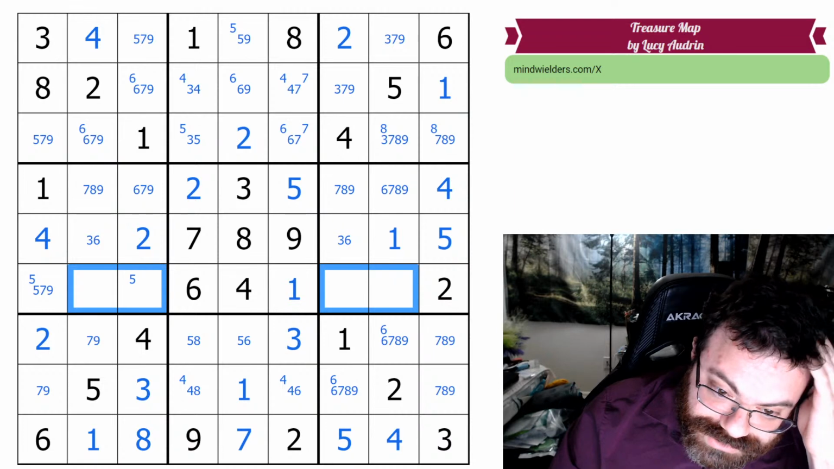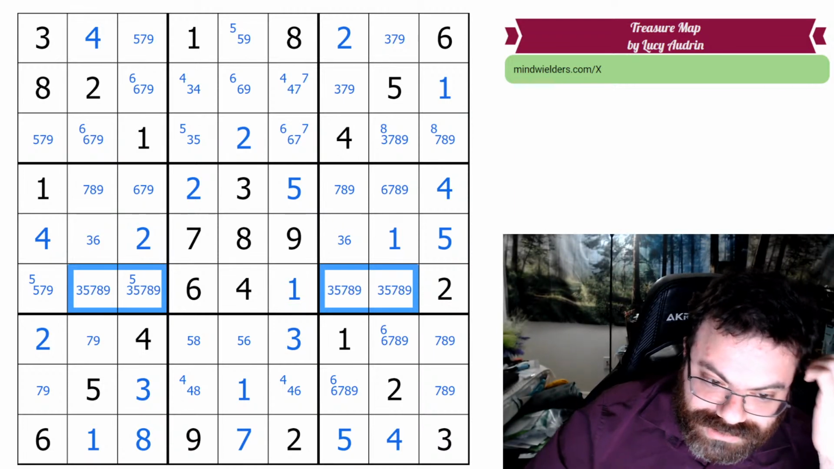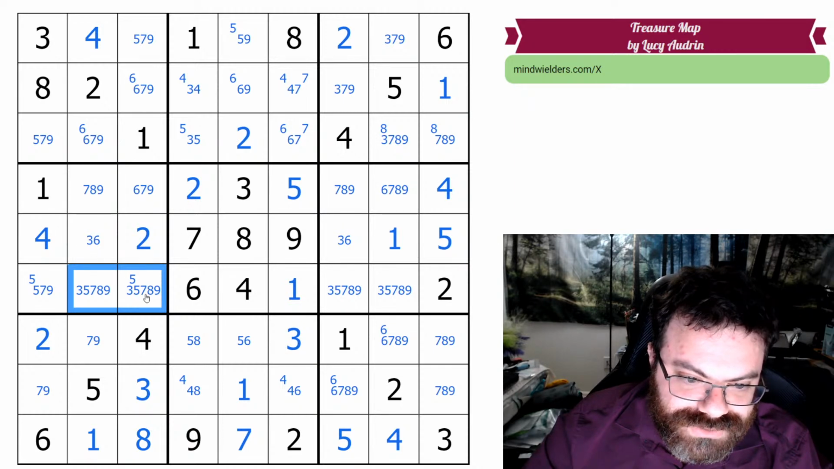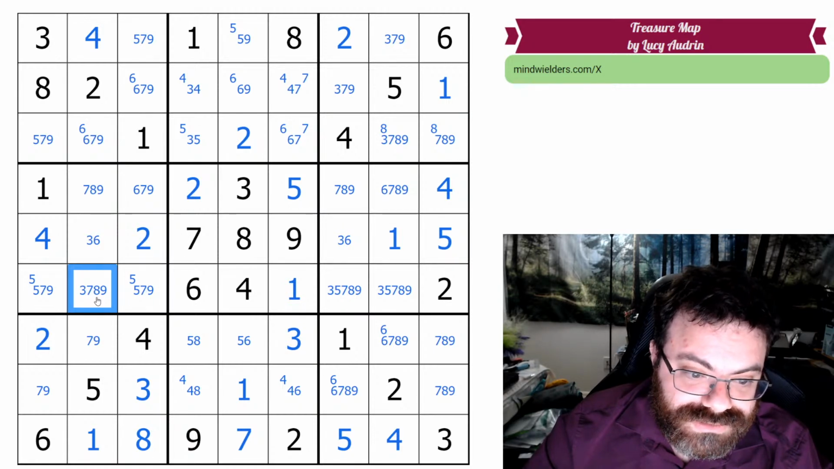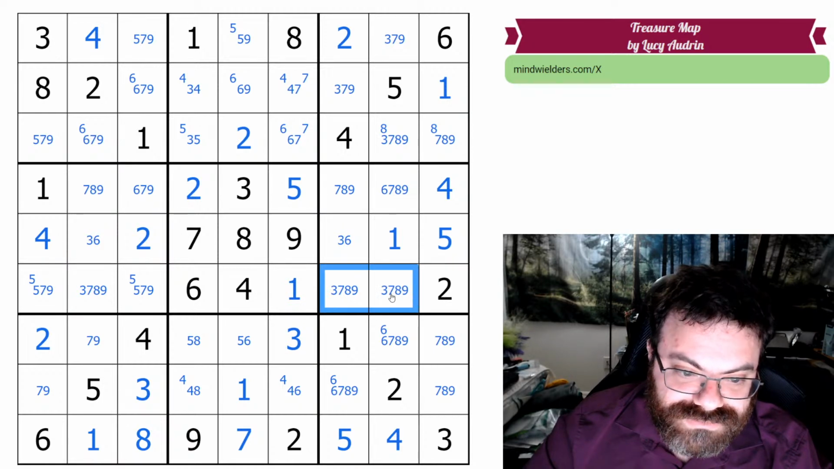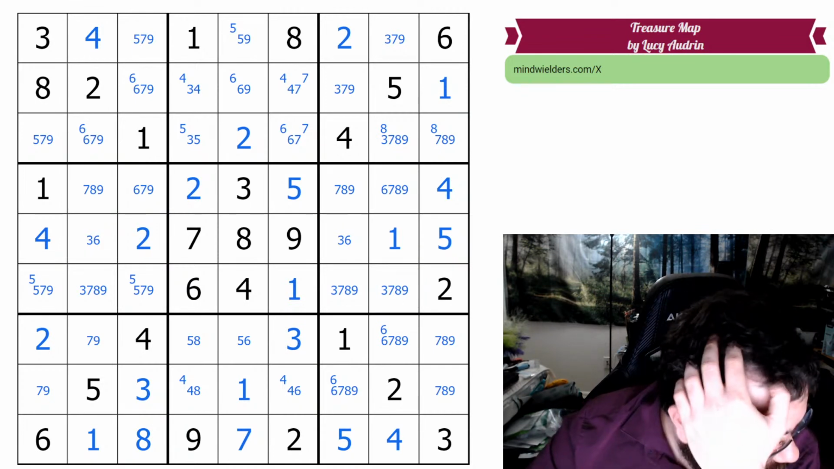For the row, we have 1, 2, we need 3, we need 5, 7, 8 and 9. The box has only 1, 4, and 2 in it. This can't be 3. 5, 7, 8, 9. Can't be 8. This can't be 5. This can't be 5. This can't be 5. Okay.